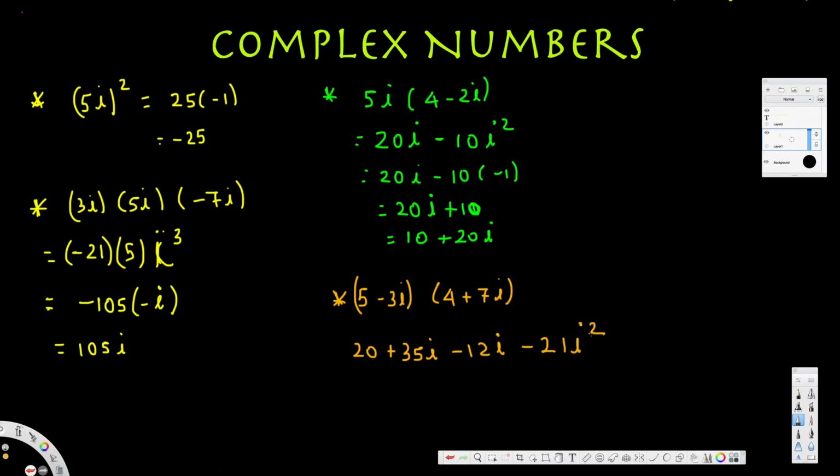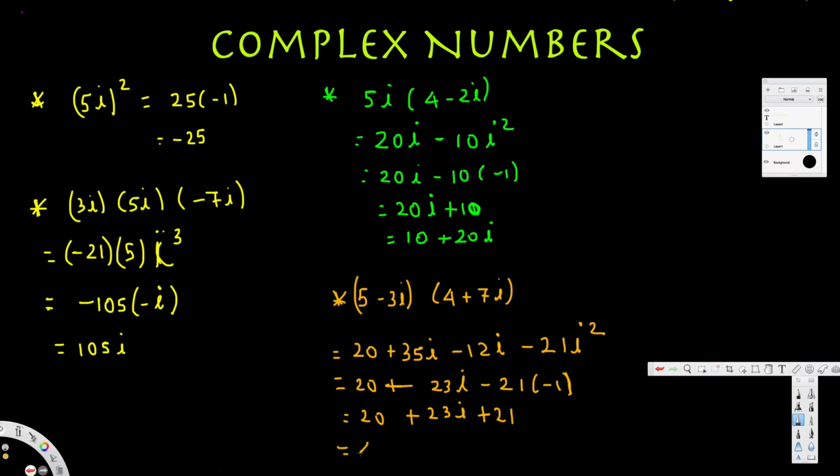-21i squared. Let's add the like terms, 20 and 35i minus 12i, we are going to get 23i, and then here we have -21i squared. i squared is -1, so we can simplify this further. 20 plus 23i, and here we have negative multiplied by -21, that's positive 21. So positive 21 plus 20, that's 41, plus 23i. That's the answer for this one.